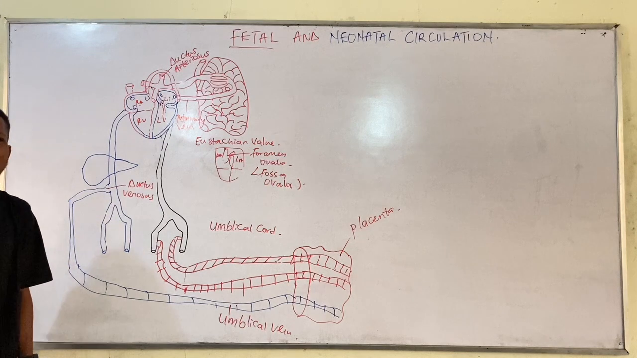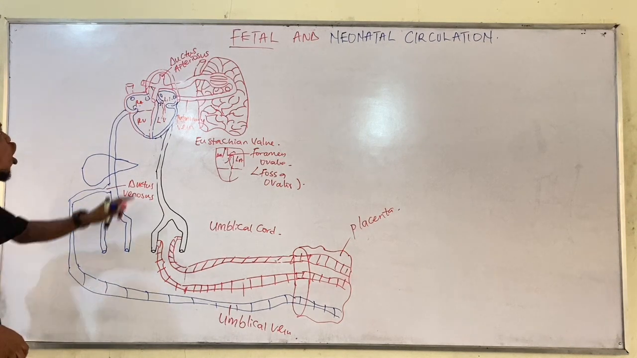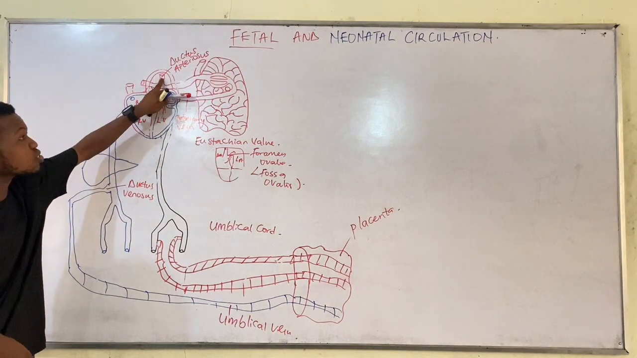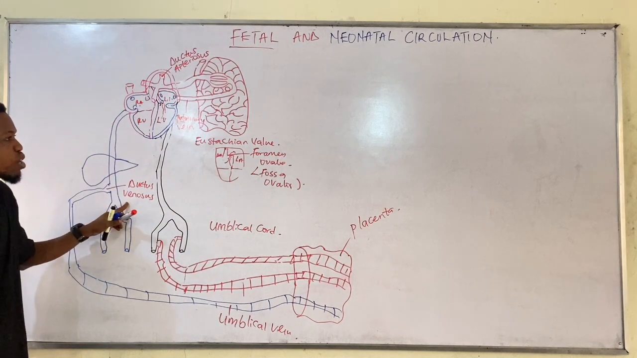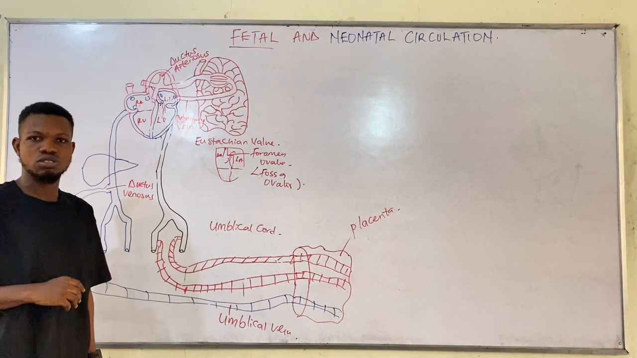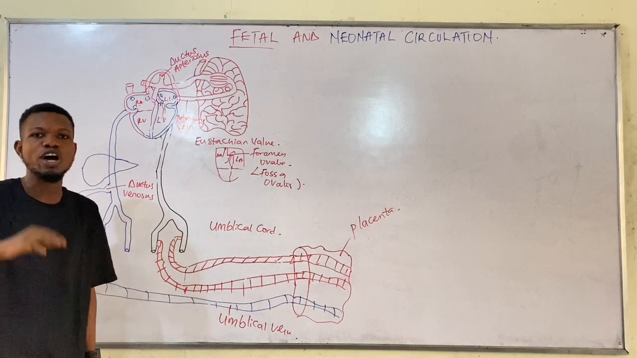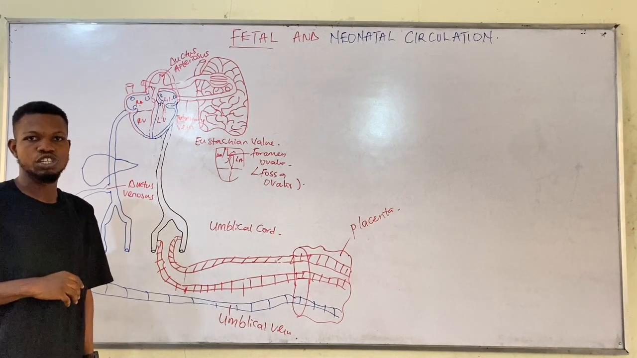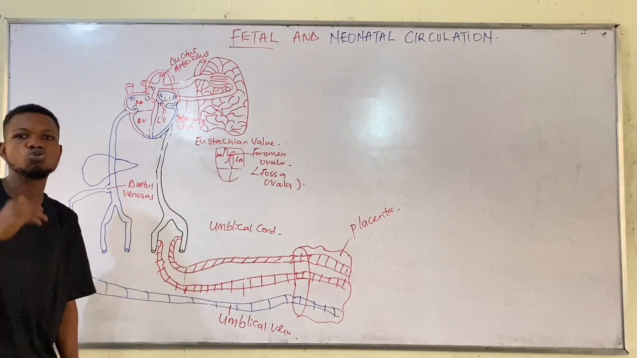So you notice that during neonatal circulation, all these shunts, which are the ductus arteriosus, ductus venosus, and the foramen ovale, are not functioning anymore. Do you get what I'm saying? They are not functioning anymore in neonatal circulation. Do you get what I'm saying now? That is what I want you to know about neonatal.